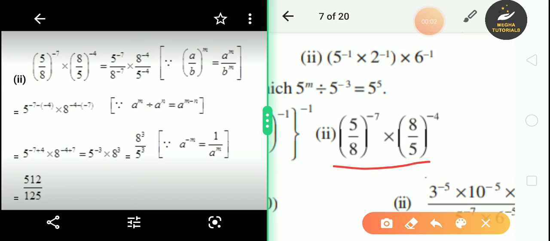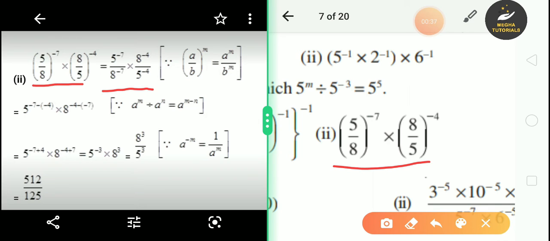Question number 2. 5 upon 8 raised to minus 7 into 8 upon 5 raised to minus 4. Okay. Please see the solution on the left hand side. First step is 5 upon 8 raised to minus 7 into 8 upon 5 raised to minus 4. So in both brackets we can apply the law a upon b whole raised to m is equal to a raised to m upon b raised to m. So we will get 5 raised to minus 7 upon 8 raised to minus 7 into 8 raised to minus 4 upon 5 raised to minus 4.